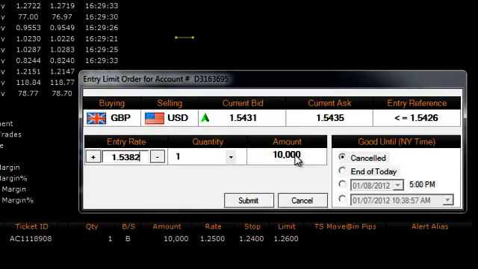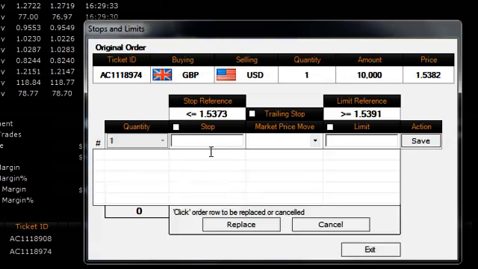For this sake, we're just going to keep one lot. Good until canceled, unless we say otherwise. If we ever tell you that if the trade doesn't happen by 5 o'clock to get out, then you can do end of day. But for most purposes, we never use that. In fact, I don't think I've ever sent out a trade signal that's been end of day. So it's going to be good till canceled. Push submit, and now it's going to come up to the stop and the limit.